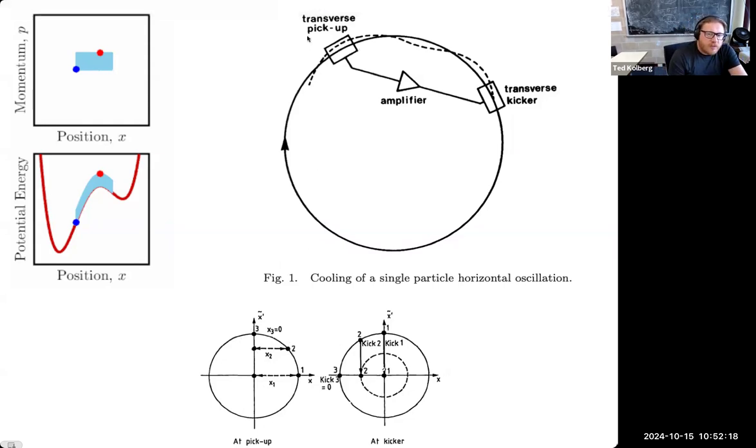And the way that that's done in practice is by having pickups around the beam line, which measure, for example, how many particles have an oscillation transverse to the beam of a certain size. And then I can use that signal to formulate a kick that I would like to give the particles when they arrive at my kicking magnet later in the ring.